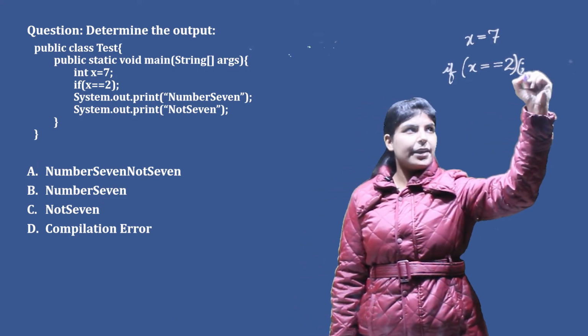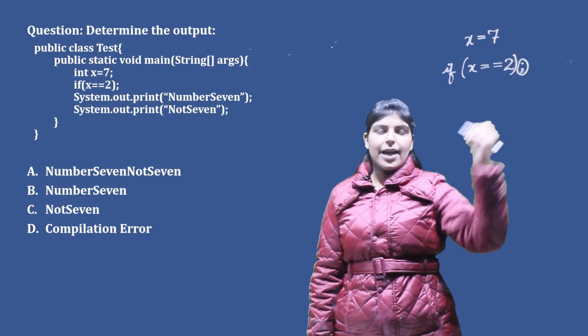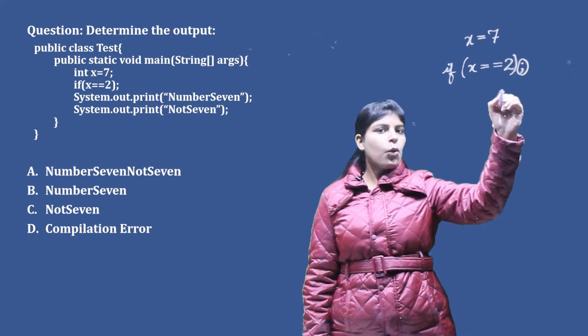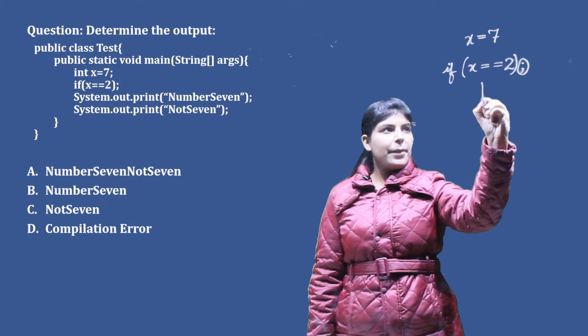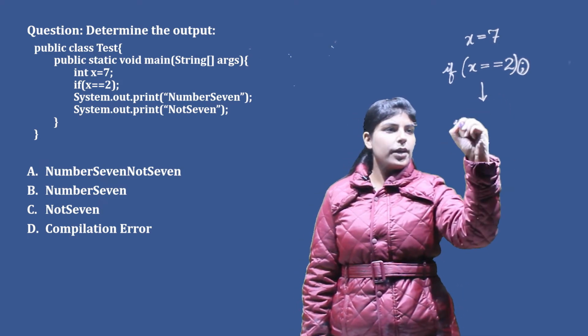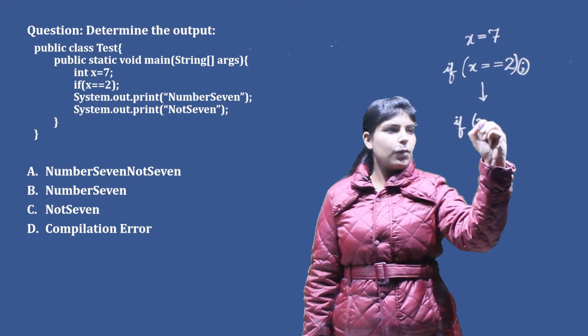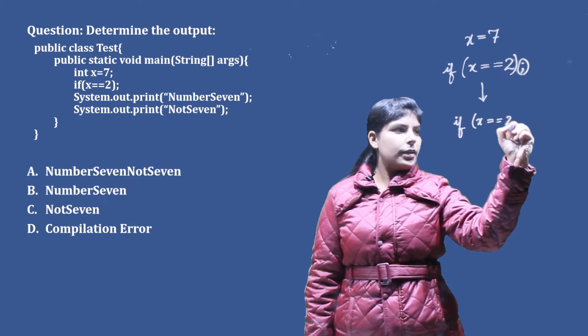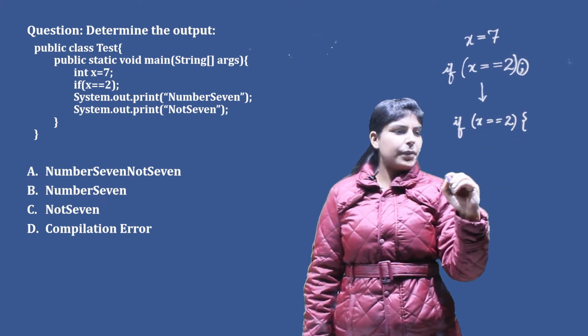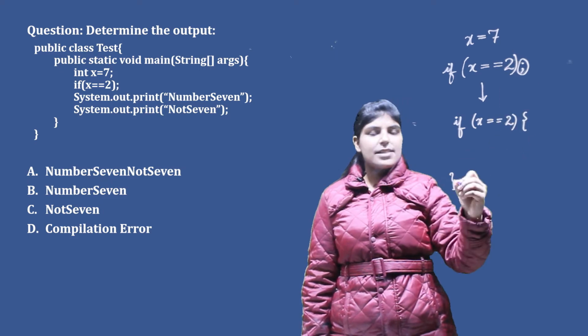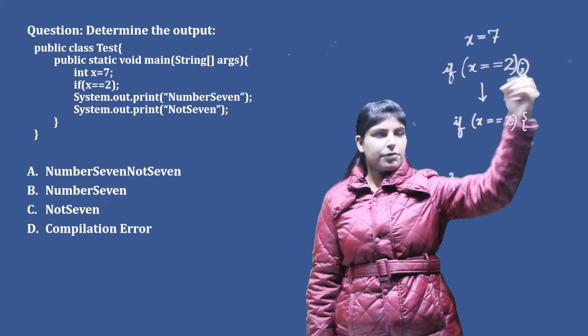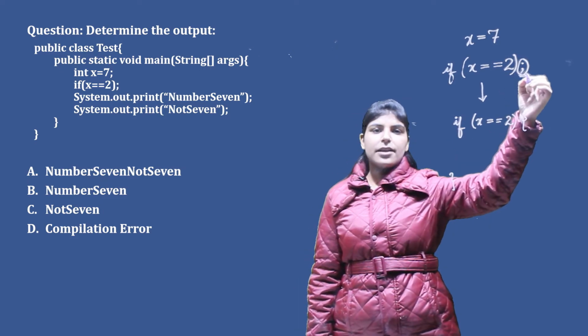So this semicolon indicates that this if condition has terminated. There is no if block. So this semicolon makes this similar to if (x == 2) and an empty if block. So both of these are similar. So if I place a semicolon after the if condition, it means that there is no if block.